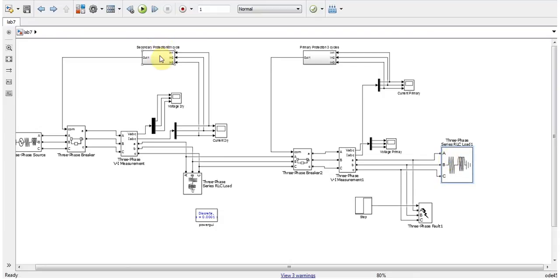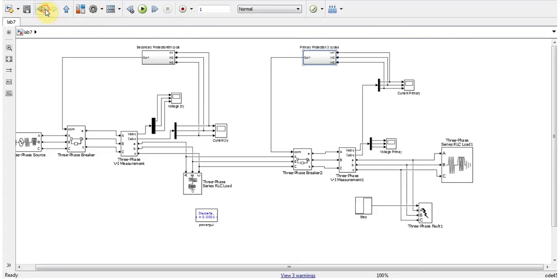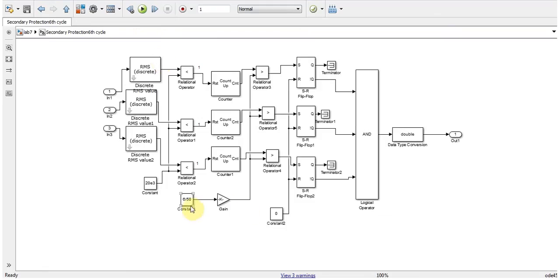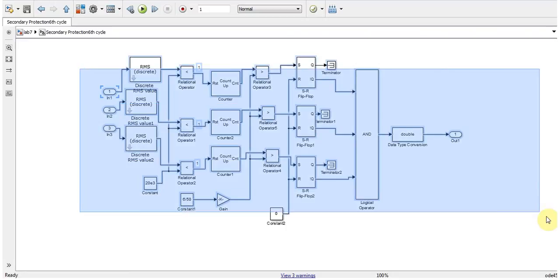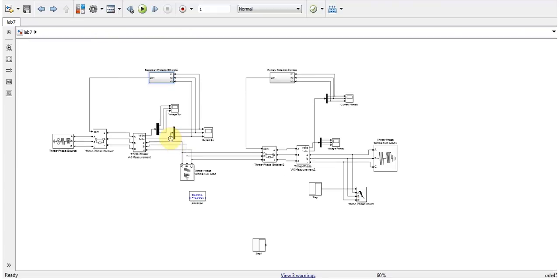And the same thing is going to happen to this one, but there is just a difference over here. Here we have 3 cycles, and here we have 6 cycles. The rest of the things are the same. So that was a simulation of primary and secondary protection in Simulink, to realize how primary and secondary protection work. But it's just kind of a demonstration.